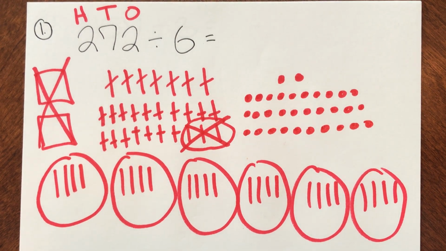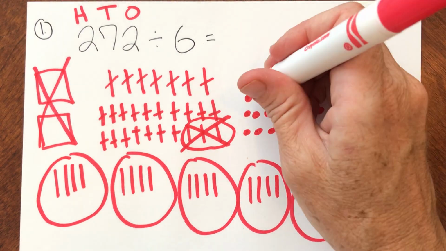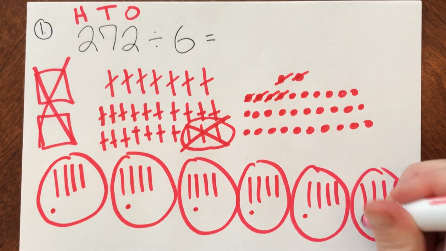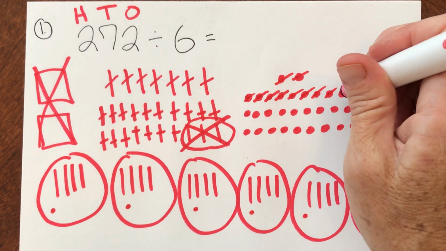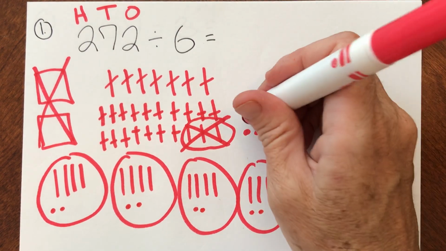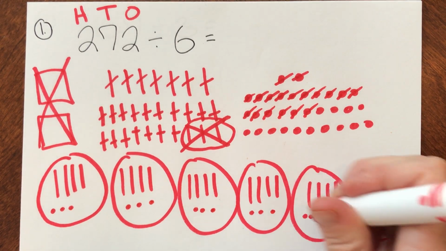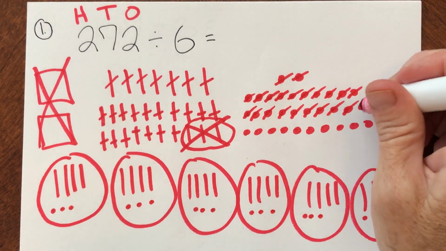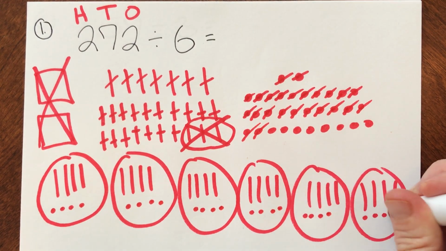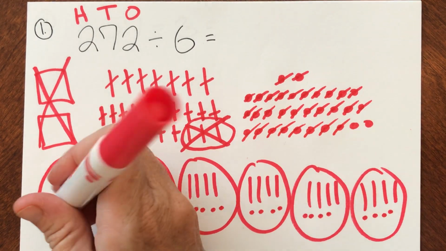Okay, so now let's divide our ones. Ready? I need 6 groups, so we'll do 6 at a time. We can pass those out. Let's pass those out. Let's pass those out again. It looks like I still have enough, so let's pass out another 6.